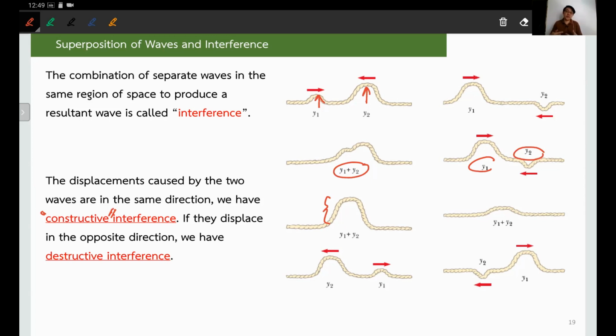So if the cancellation is sort of perfect, then you get completely nothing out of it. That's also possible. But no matter what, when the displacement is pointing in the opposite direction, you get a destructive interference. Okay? And where have you seen this in your digital world at this point?